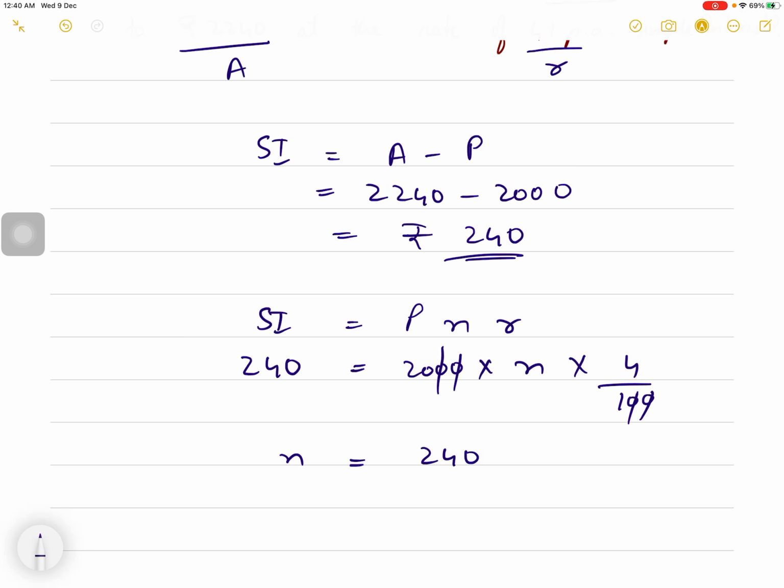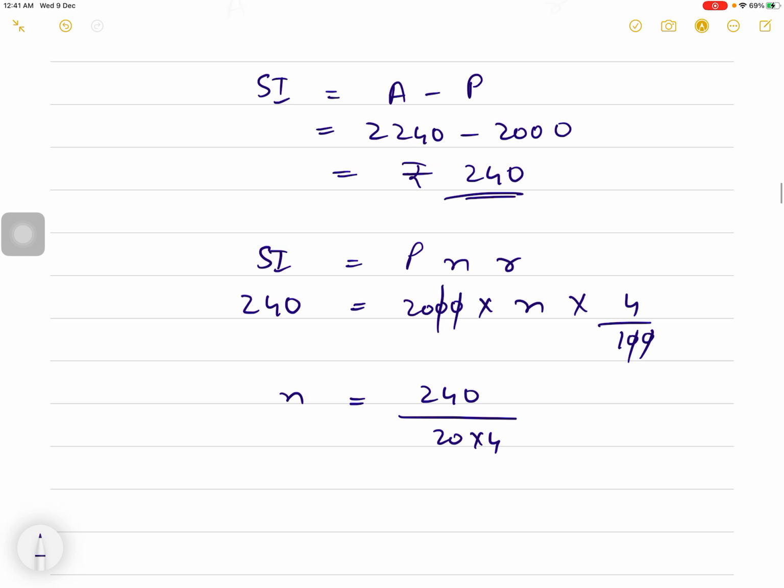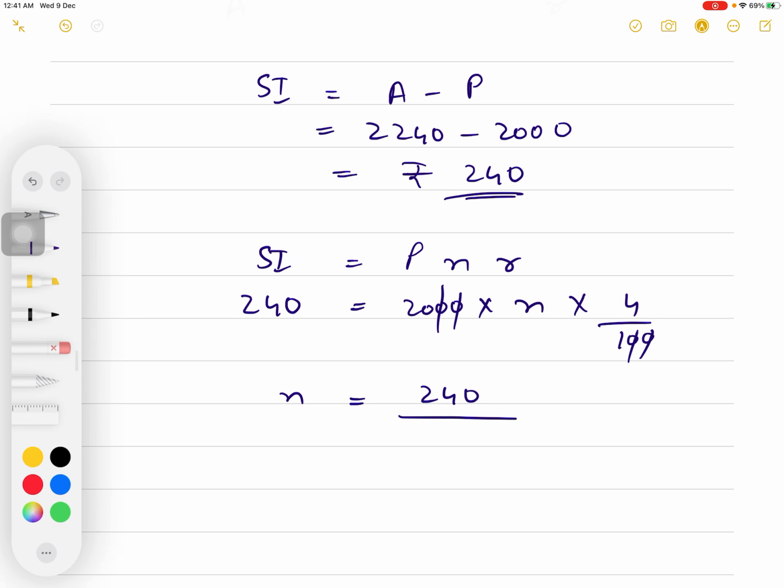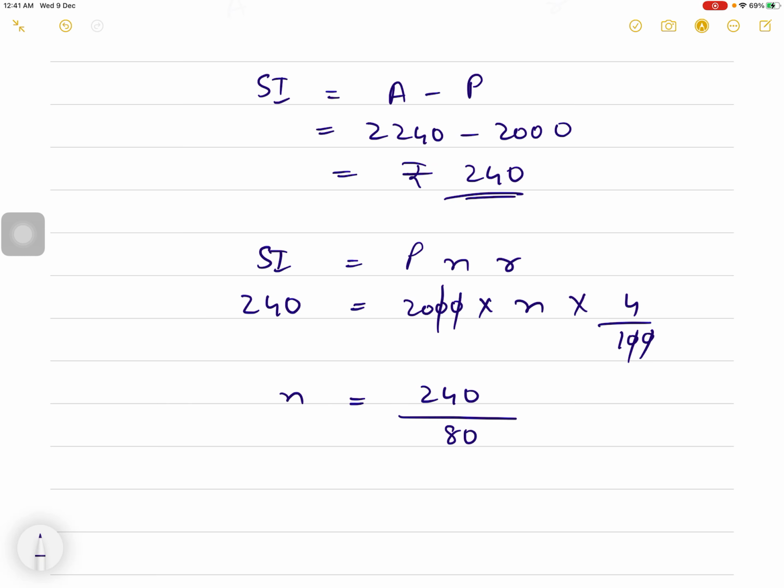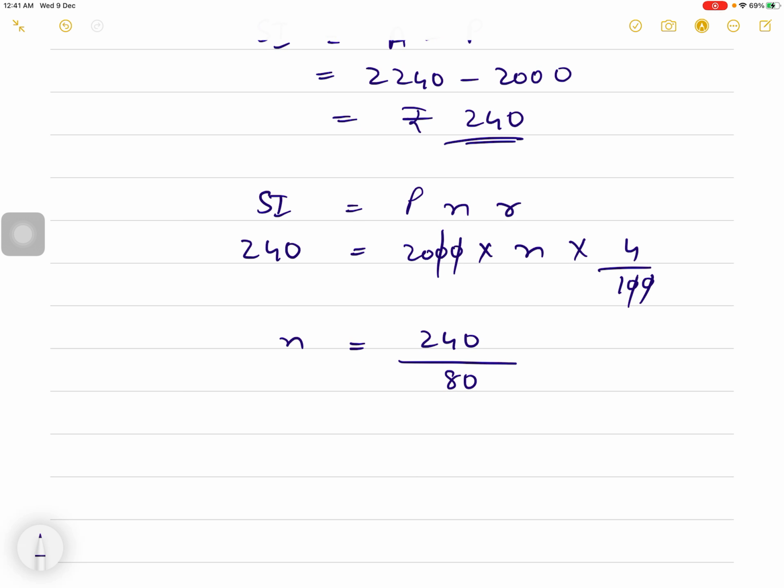So N is equal to 240 divided by 20 into 4. So 20 into 4 is 80, right? So the zeros I can cut. 4 2s are 4, 6 are 2... 1s are 2, 3s are. So N is equal to 3 years.